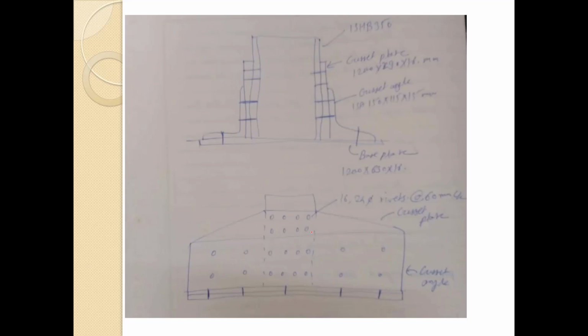So we are providing these rivets in this way, that is 8 rivets over here, these 8 rivets over here, and in the same way, a total of 16 rivets and a total of 16 rivets for these connections. So this is all about this gusseted base. This is the design of the gusset base. Thank you.